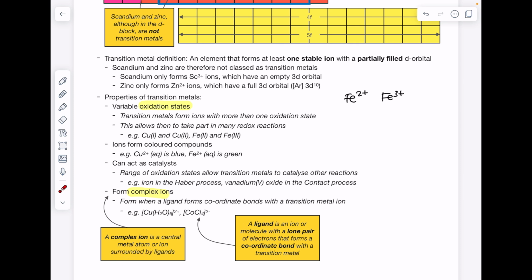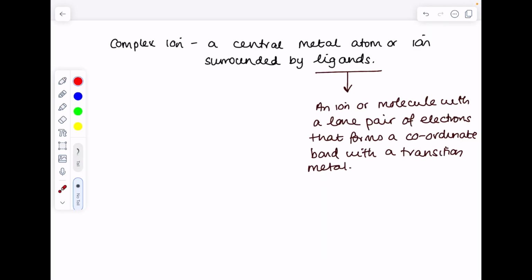Key is our definition of a ligand. It is an ion or molecule with a lone pair of electrons that forms a coordinate bond with a transition metal. Remember, a coordinate bond is when both electrons are donated by the same atom. So these two super crucial definitions, again, the complex ion, a central metal atom or ion surrounded by ligands. The ligands are an ion or molecule with a lone pair of electrons that forms a coordinate bond with a transition metal. Let's now look at the different types of ligand.